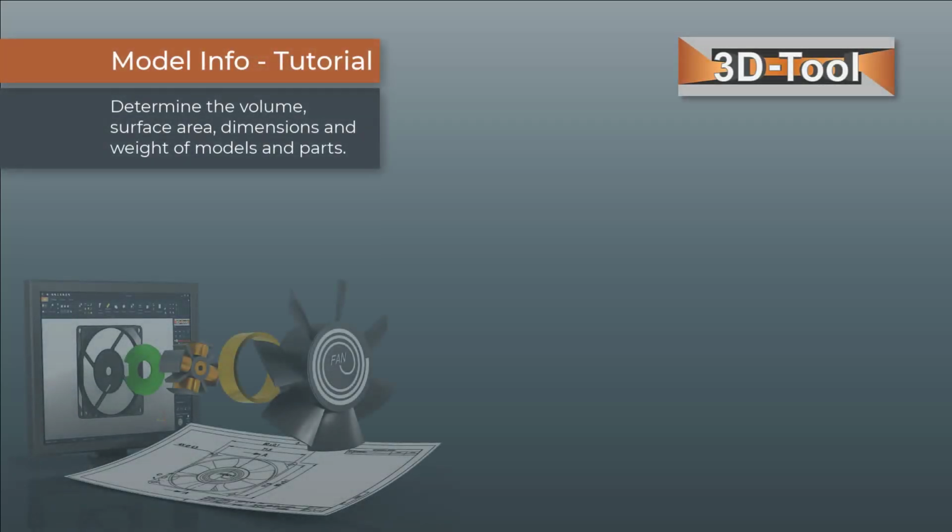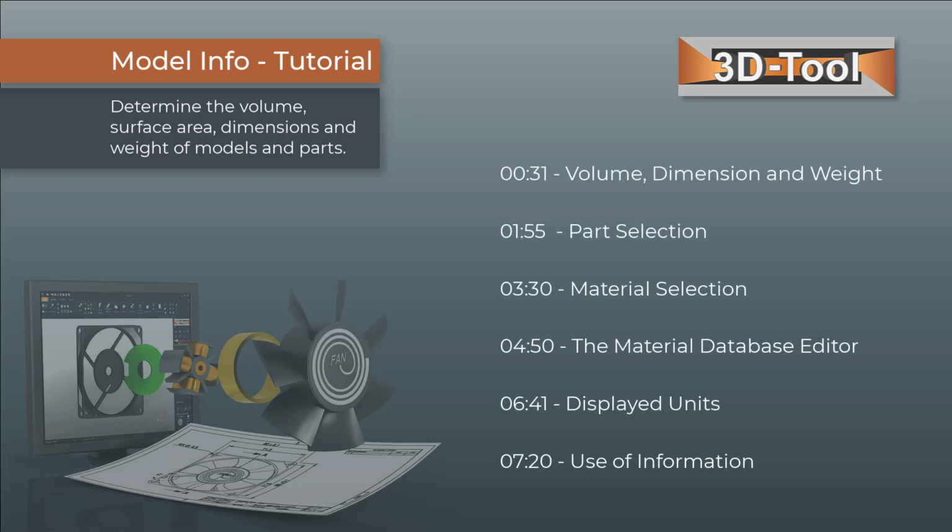Welcome to the tutorial for the Model Info tool. Model Info displays dimensions quickly and easily, volumes and weights of parts and assemblies. In the following tutorial, you will learn how to determine these values, select parts, and select materials for the parts. You will learn about the Material Database Editor and how to display the information in different units of measurement, volume, and weight. And finally, how to use the information.